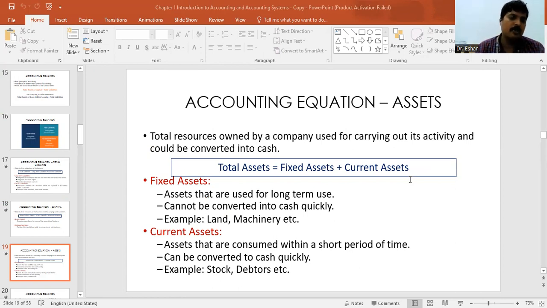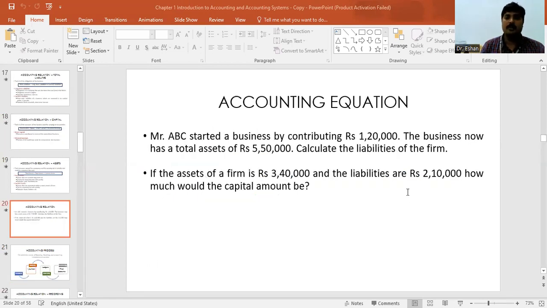Current asset is usually an asset that is consumed within a short period of time and can be converted to cash quickly, like stock and debentures. However important fixed asset is to run the day-to-day business, current asset is also equally important, where you need cash, you need stock. Easily you can convert it into cash, and you can run the operation or run the business. So, these are the questions to find out the accounting equation.